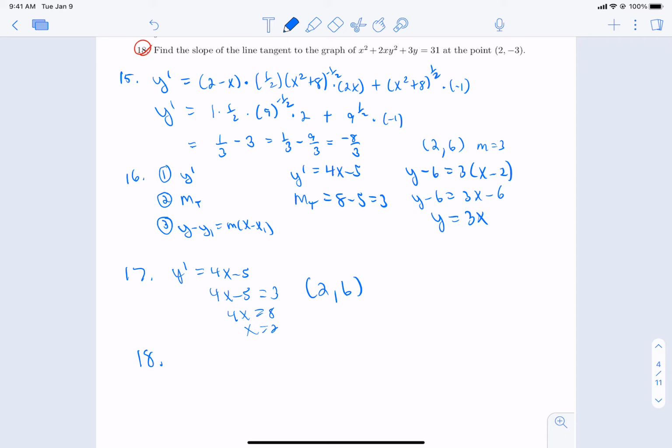Well, actually, just try 17, and then look up here and see if you got what I got. And then let's do 18 because 18 has implicit differentiation in it. We haven't done that in a while, so we can do 18 together.